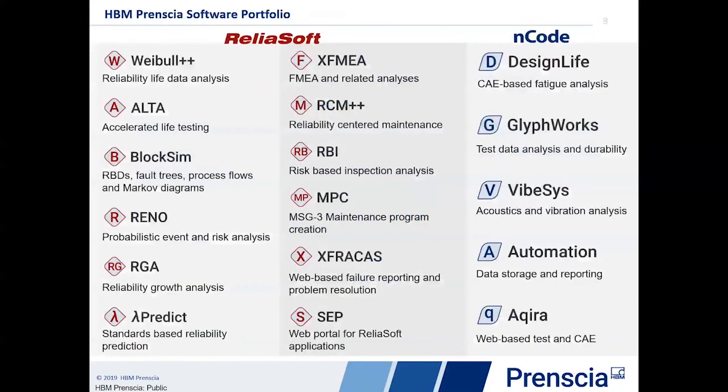So the two families: on the left column, you have tools for reliability with failure data analysis, test planning, and system modeling. These are Weibull, ALTA, BlockSim, Reno, RGA, and Lambda Predict. The column in the middle contains tools for reliability management. There we want to manage risk, maintenance, and actions.